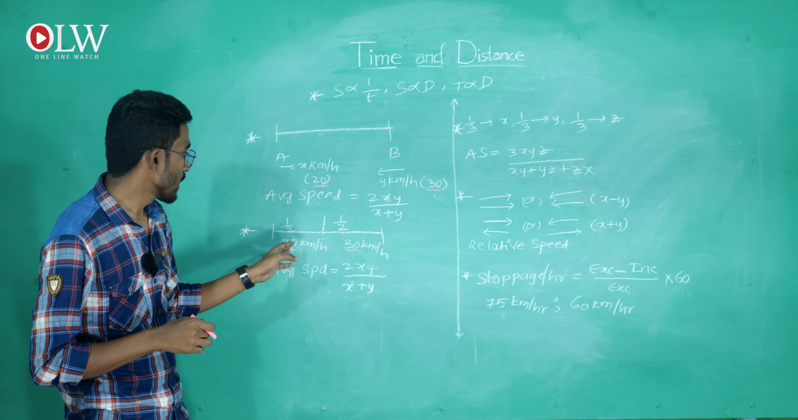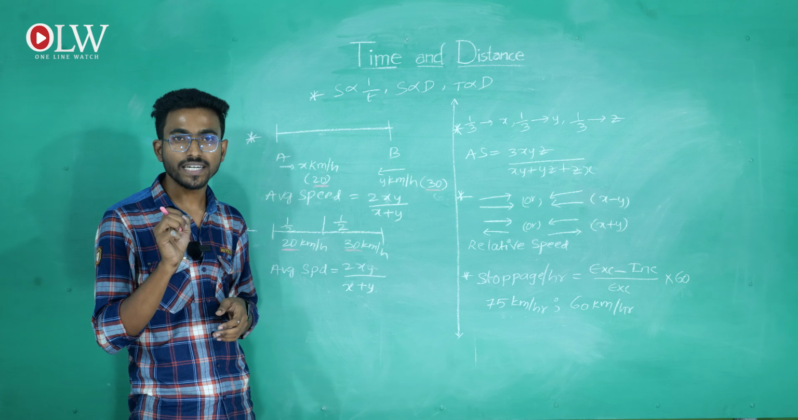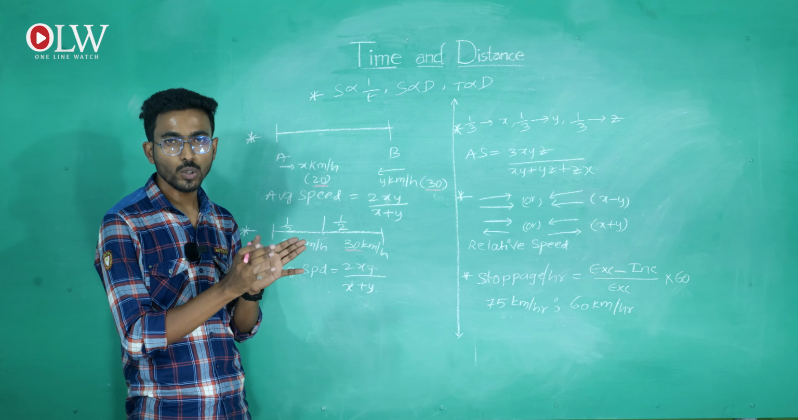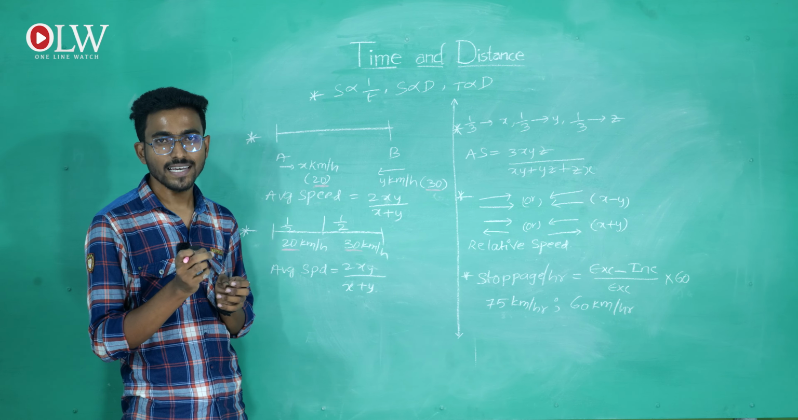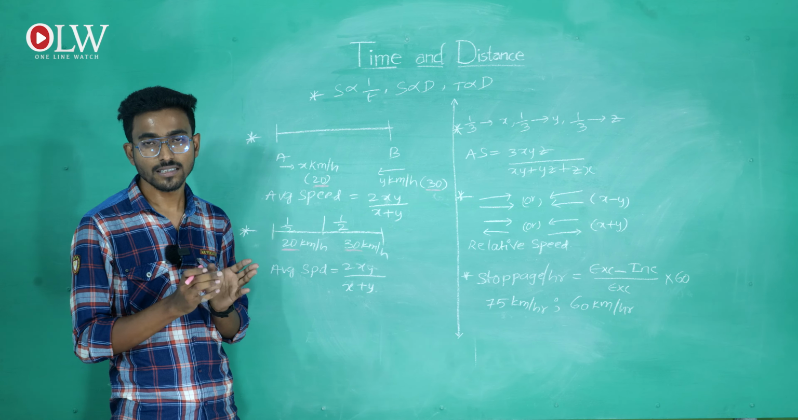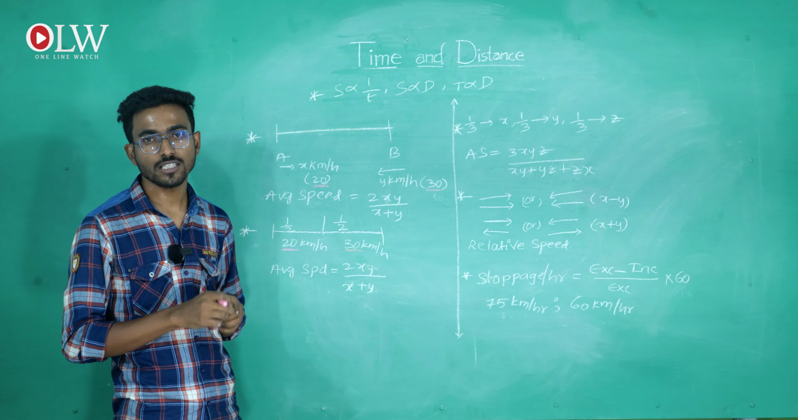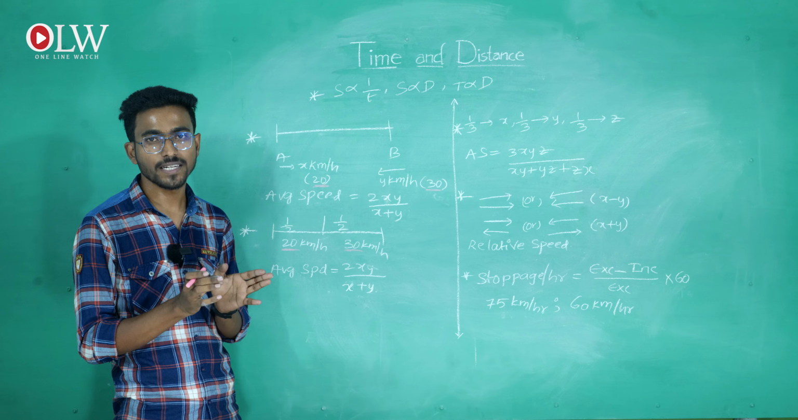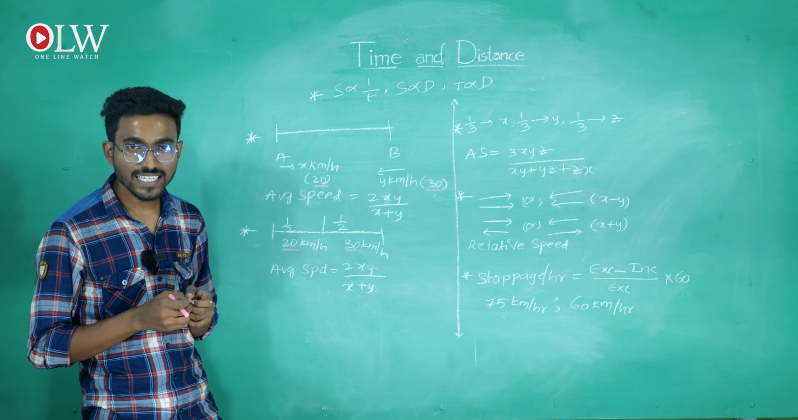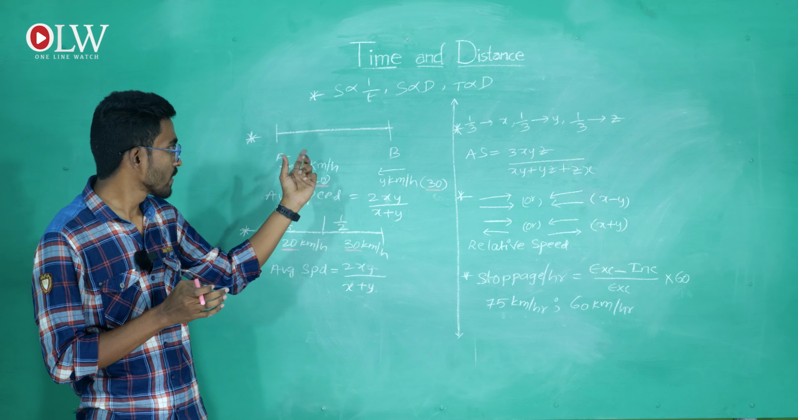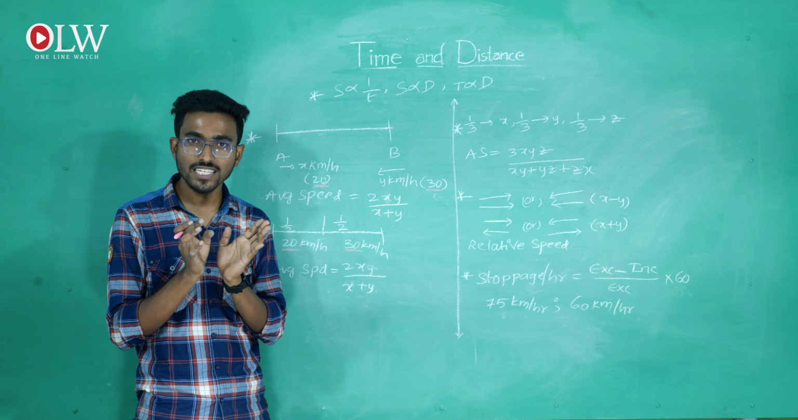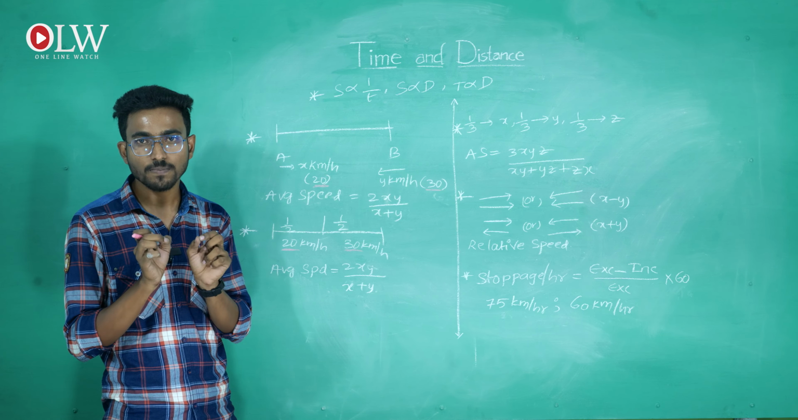Okay, next thing, if a person goes half of the distance at 20 kilometers per hour and the remaining half at 30 kilometers per hour, I already told you don't rely on these numbers. Let it be first half of the distance at x kilometers per hour and second half of the distance at y kilometers per hour. Here the average speed is the same, 2xy by x plus y. In which criteria? When distance is the same. Here the distance is same, right? Going A to B, distance same. B to A, distance same. In that case only the average speed should be 2xy by x plus y.